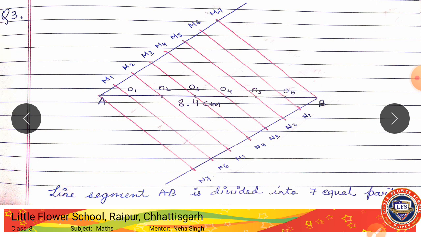Again, we'll take a rounder of any measurement. We'll draw an arc M1, keeping the rounder at A. Now with the same measurement from M1, I'll draw an M2 arc. Now keeping the rounder at M2, I'll draw M3. Keeping the rounder at M3, I'll draw M4. Like this I'll proceed from A, keeping the rounder here, then here, then here. With the same measurements, I'll draw 7 arcs.